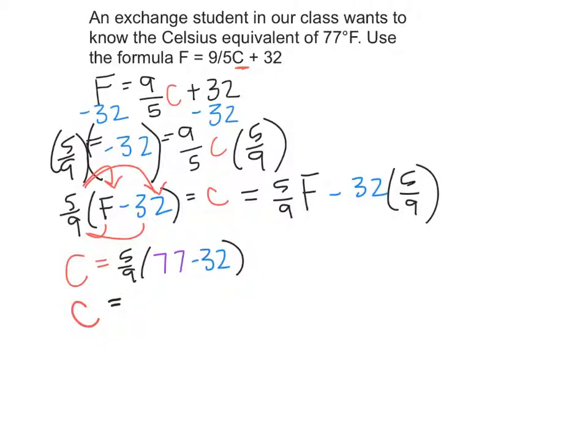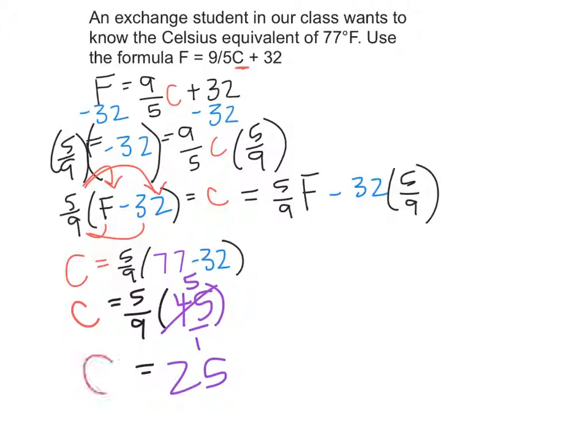Now all we have to do is solve. We have 5/9 times 77 minus 32 is 45. So now we have 5/9 times 45, which is the same as 45 over 1. And we can cross multiply. 9 goes into 45 5 times. So now we have C is equal to 5 times 5, which is 25. So C is equal to 25.